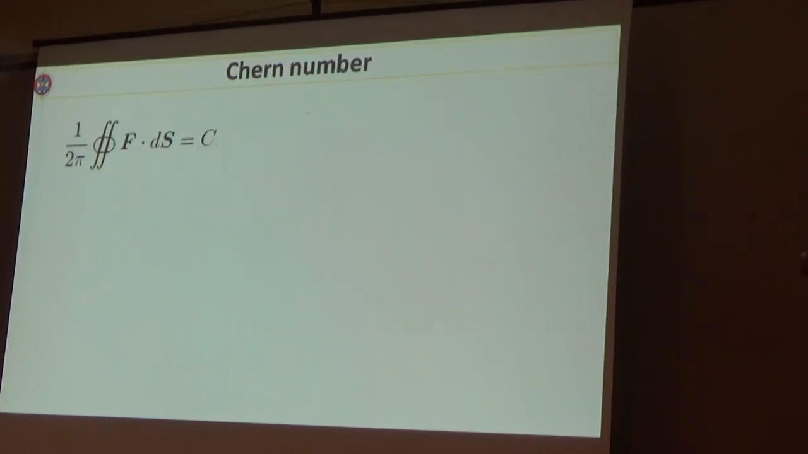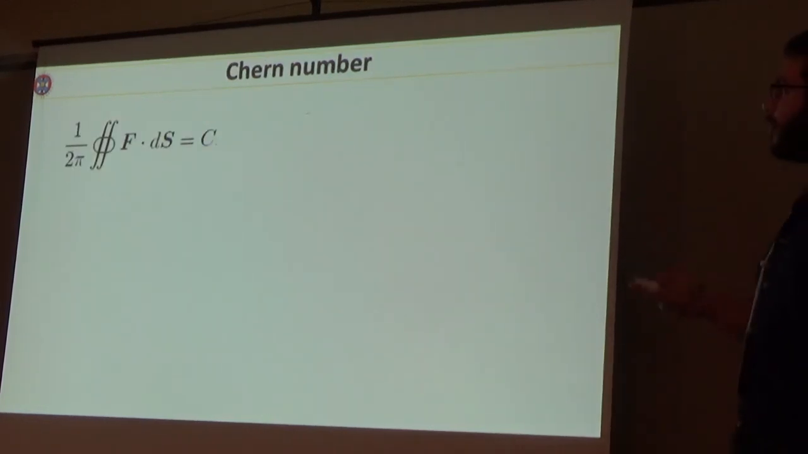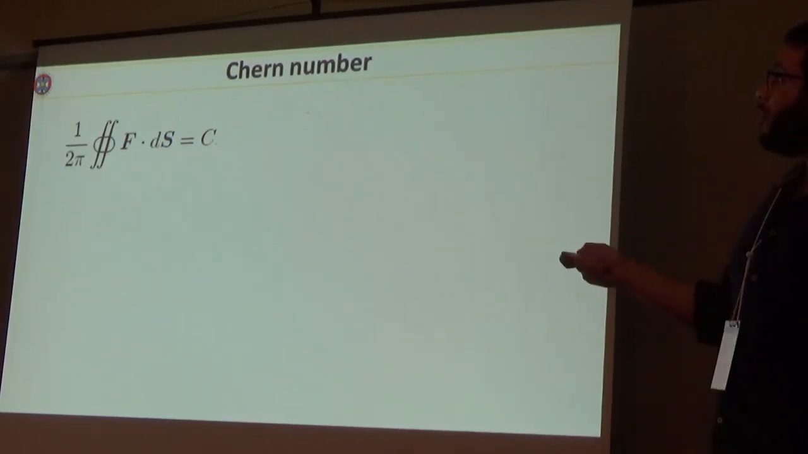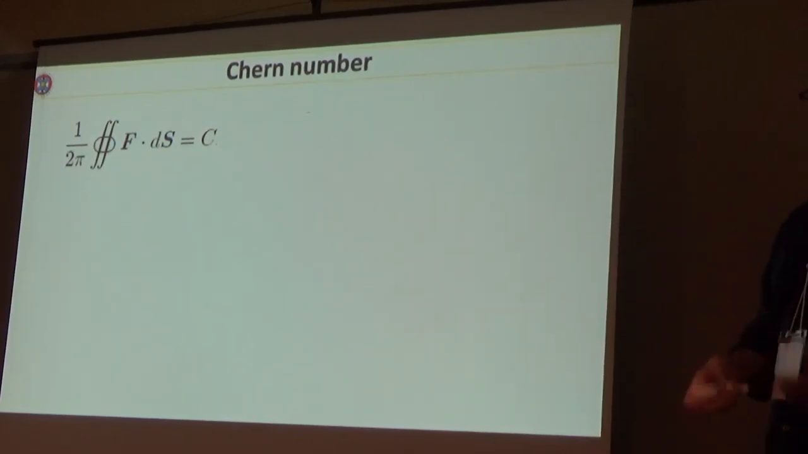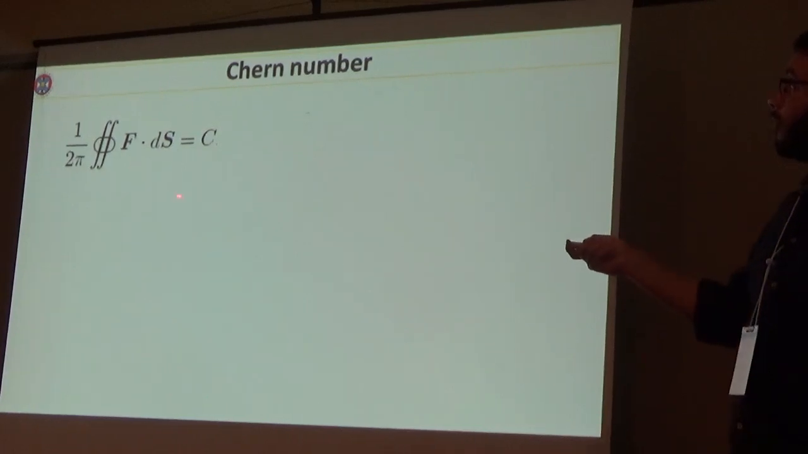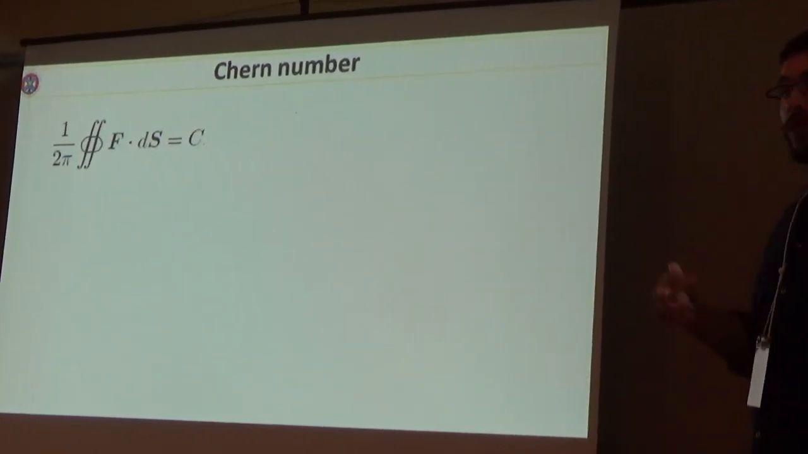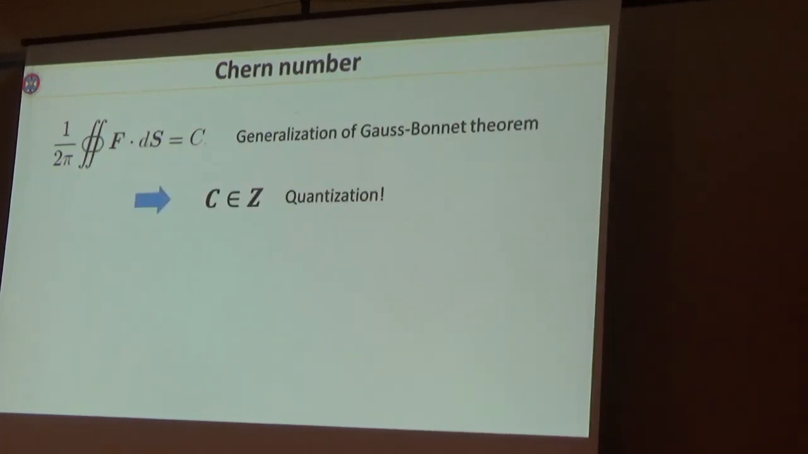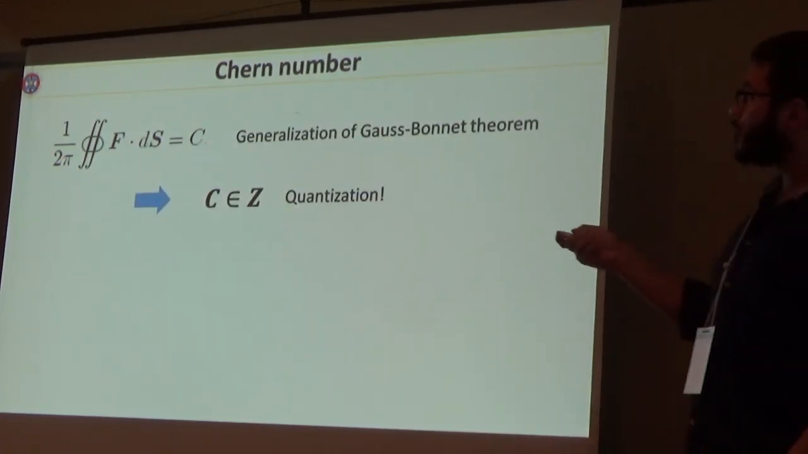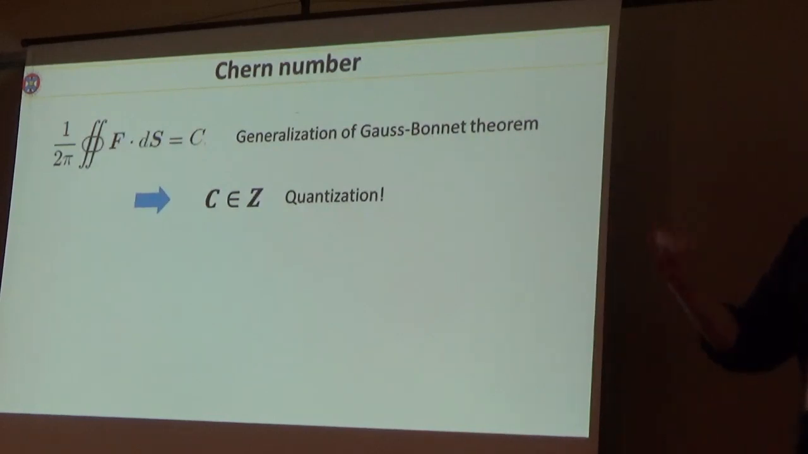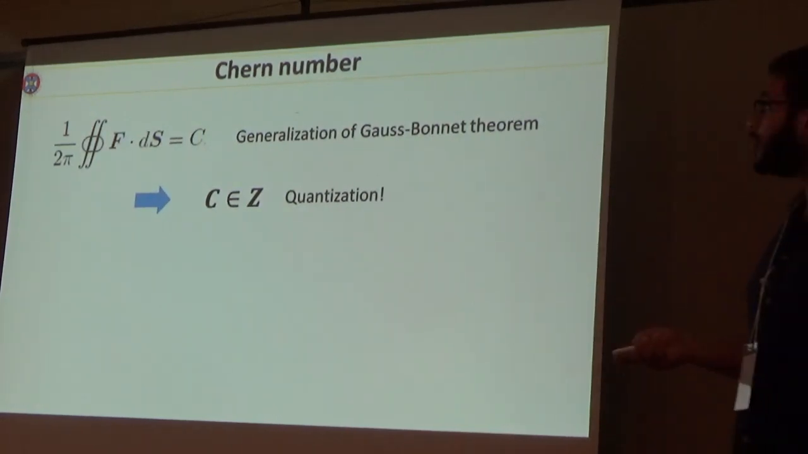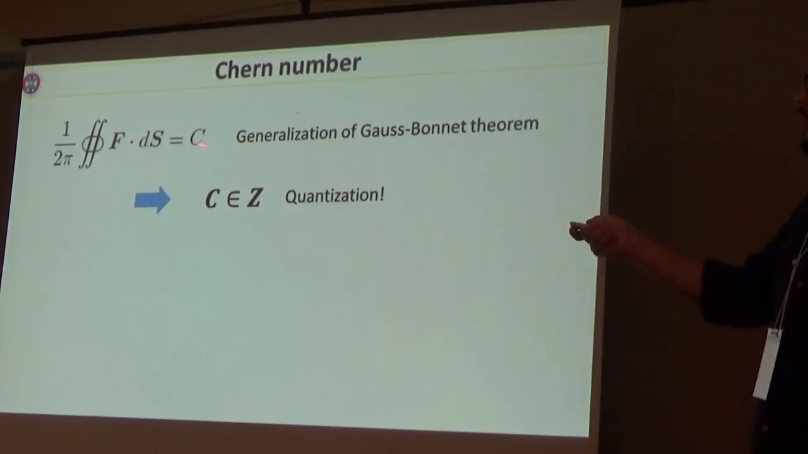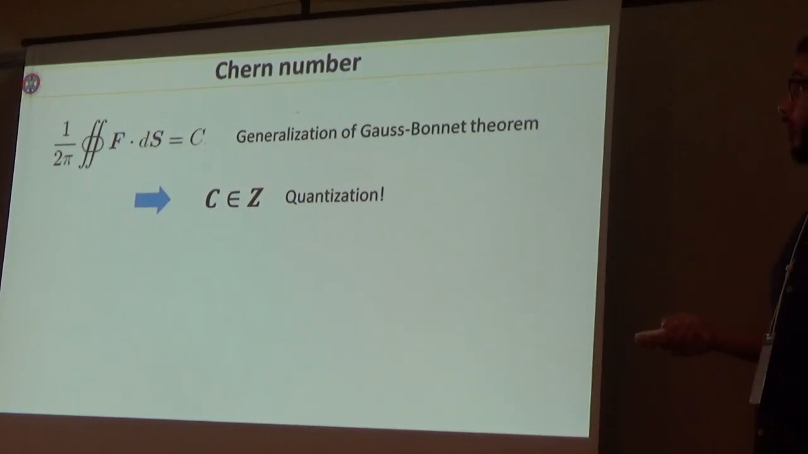Now the most important bit about all this geometrical physics is the Chern number. If we take a closed manifold and we find the flux of the Berry curvature through it, and divide by 2 pi, this gives us an integer. And this relation here is a generalization of the Gauss-Bonnet theorem from mathematics, which is very famous for mathematicians. And this C here is an integer, and it's called the Chern number.